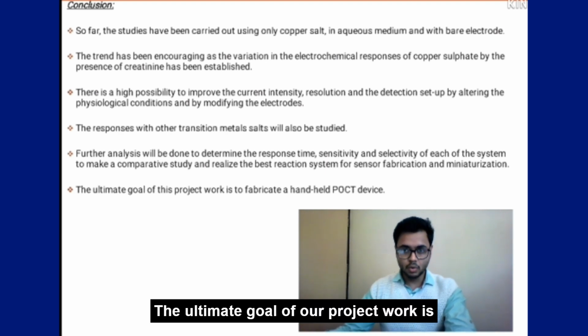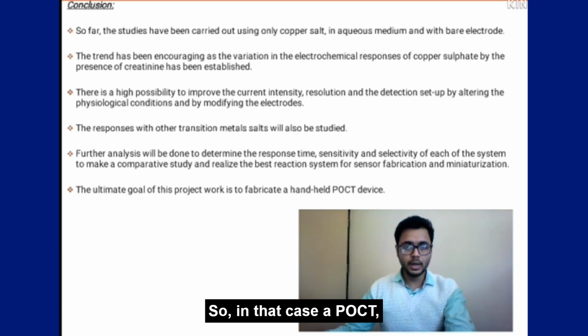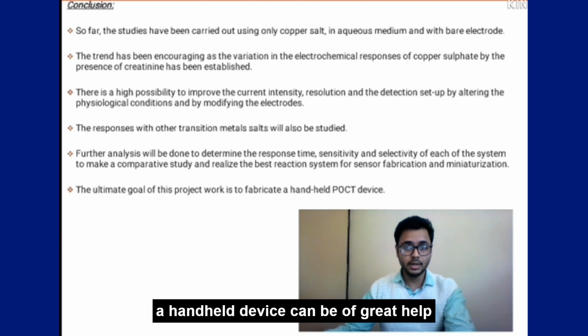The ultimate goal of our project work is to fabricate a handheld POCT device, because in a country like ours where 70 to 80% of the population lives in rural areas and does not have easy access to creatinine detection facilities, a POCT handheld device can be of great help in quickly monitoring their health status and giving easy access to health facilities.